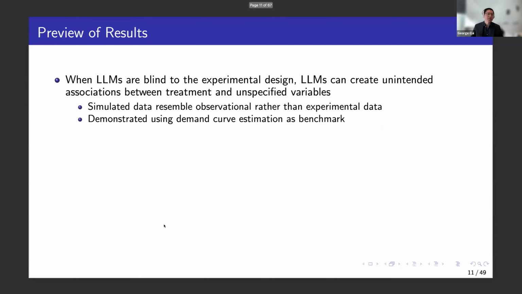Okay. So here is a preview of our results. When the large language models are blind to the experimental design, the model can create unintended association between the treatment of interest and other unspecified variables. Because of this unintended association, the simulated data in some scenarios may resemble observational rather than experimental data. We're going to demonstrate that using demand curve estimation as an example.